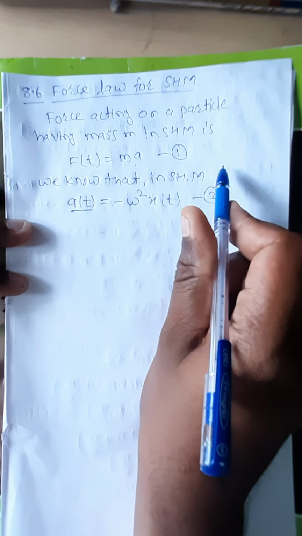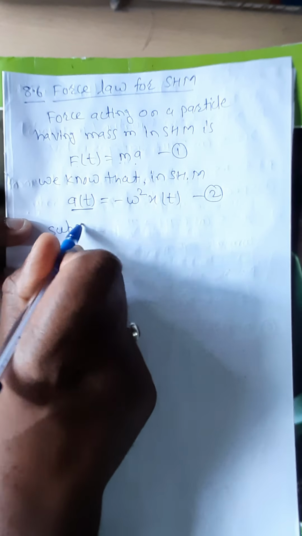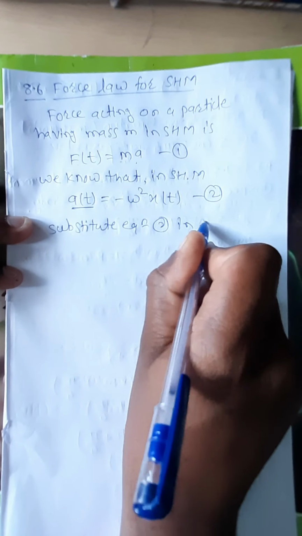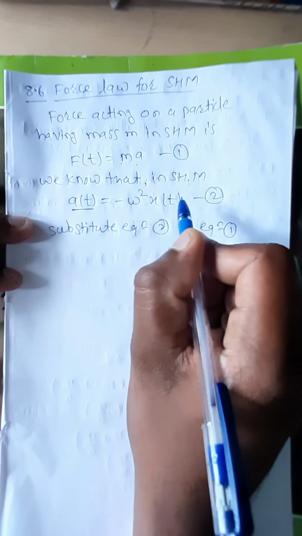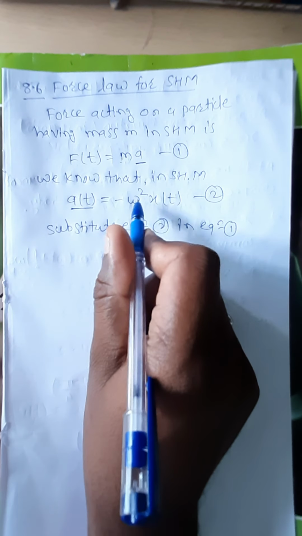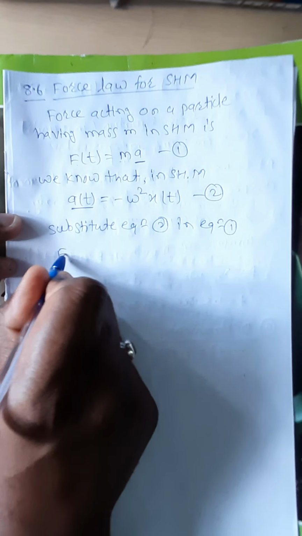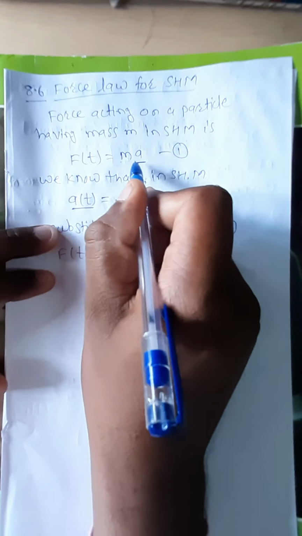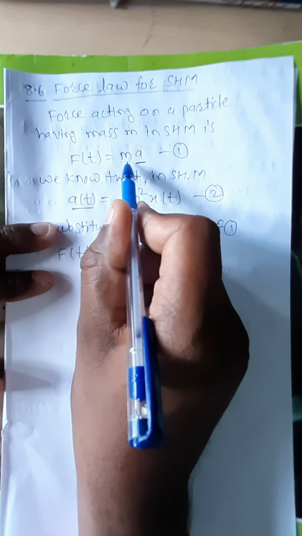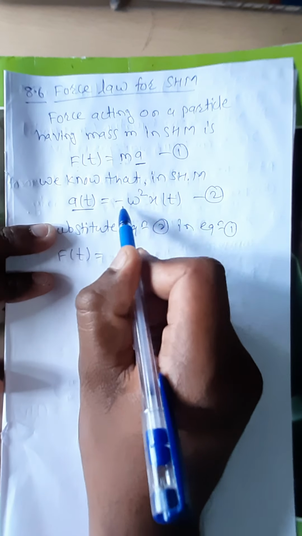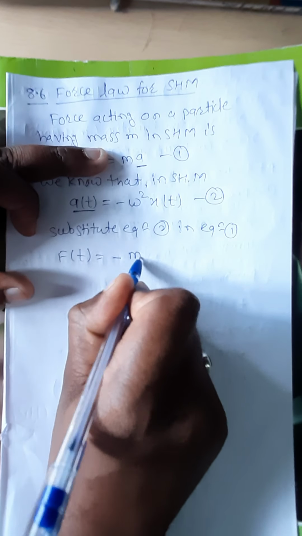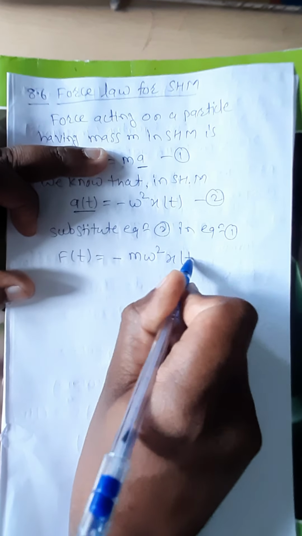Then substitute equation 2 in equation 1. When we substitute equation 2 in equation 1, in place of acceleration we put minus omega square x at t. Then force F at t is equal to, in place of a we put minus omega square x at t, means force is equal to mass into minus omega square x at t, means the force is equal to minus m omega square x at t.